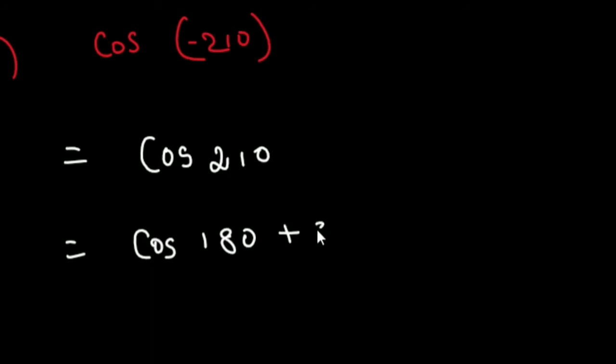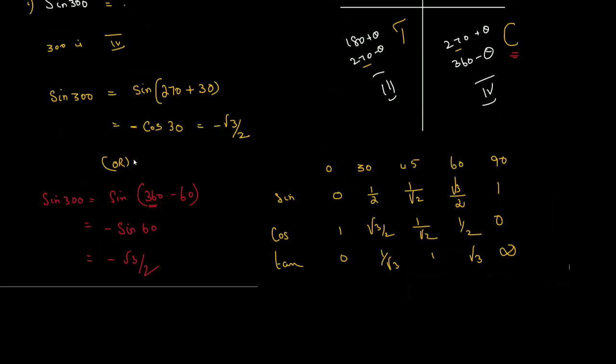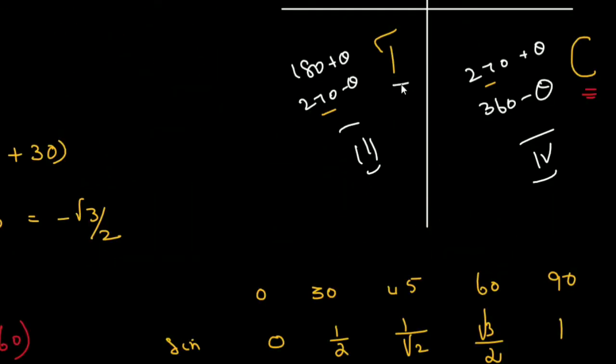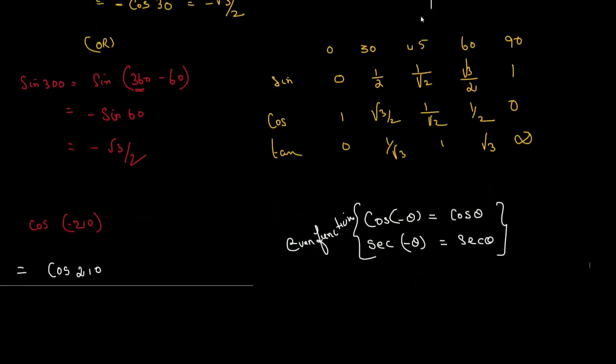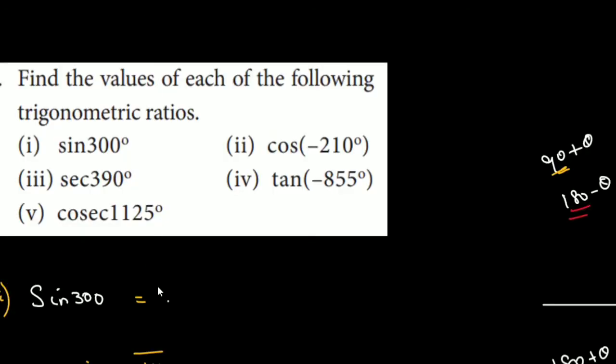180 plus 30. So just write the ratio cos, ignore the 180, just write cos 30. Now you have to check the sign. In the third quadrant, tan is positive. That means cos is negative. So minus cos 30. So minus root 3 by 2.